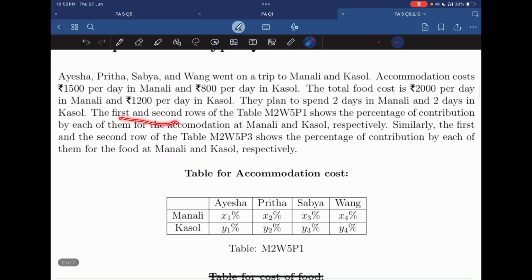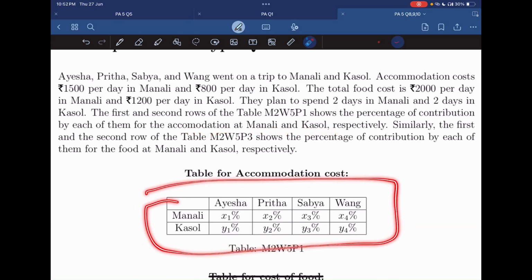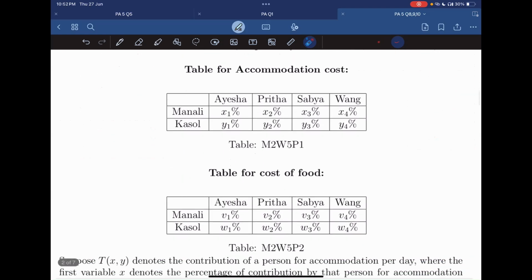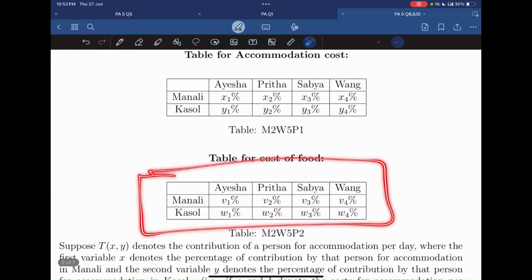The first and second row of the table shows the percentage of the contribution by each of them for the accommodation at Manali and Kasol. So this is the first table that shows the accommodation cost in Manali and Kasol respectively. Similarly, the first and second row of table shows the percentage of contribution by each of them for food at Manali and Kasol. So this is the second table that we have.